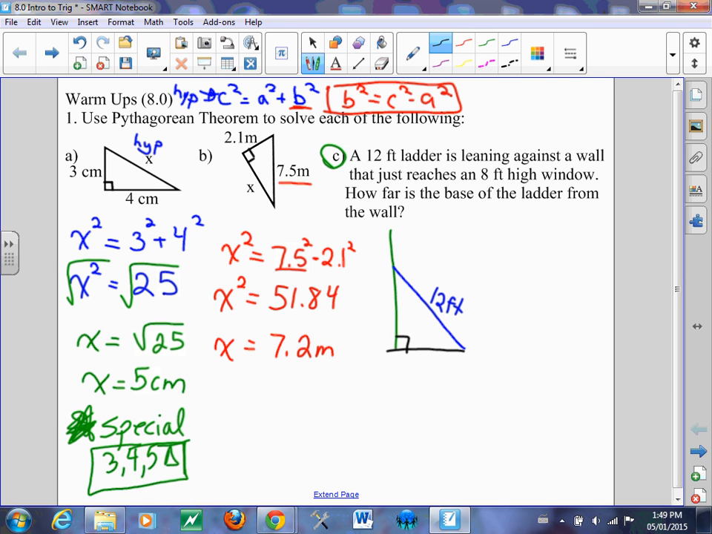So what do I know here, folks? That if this is my window right here, this is 8 feet. Okay, how far is the base of the ladder from the wall? Let's let that be x, and we'll do a let statement. So let x represent base distance.